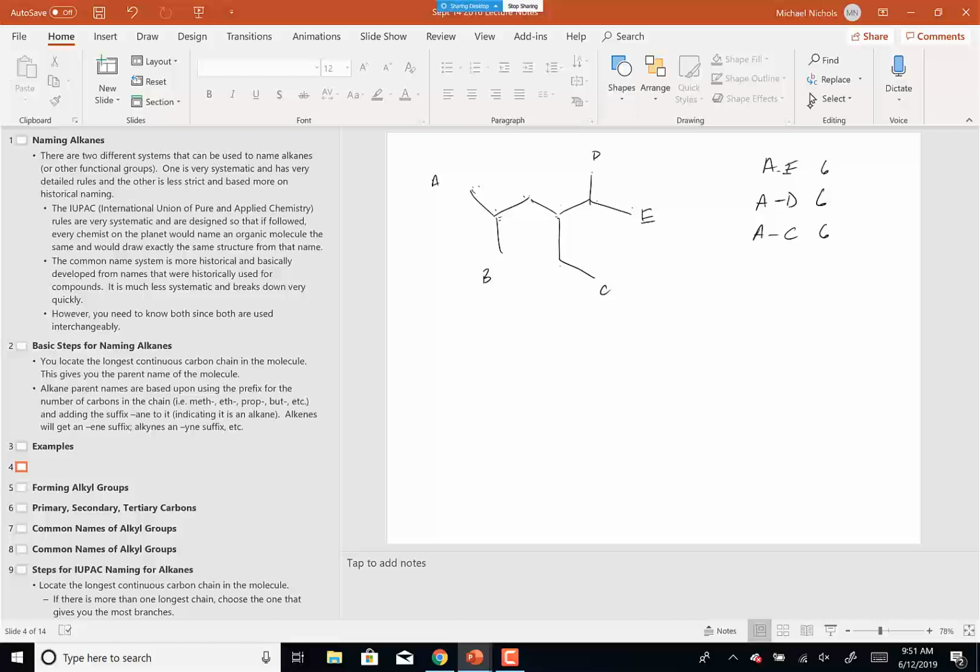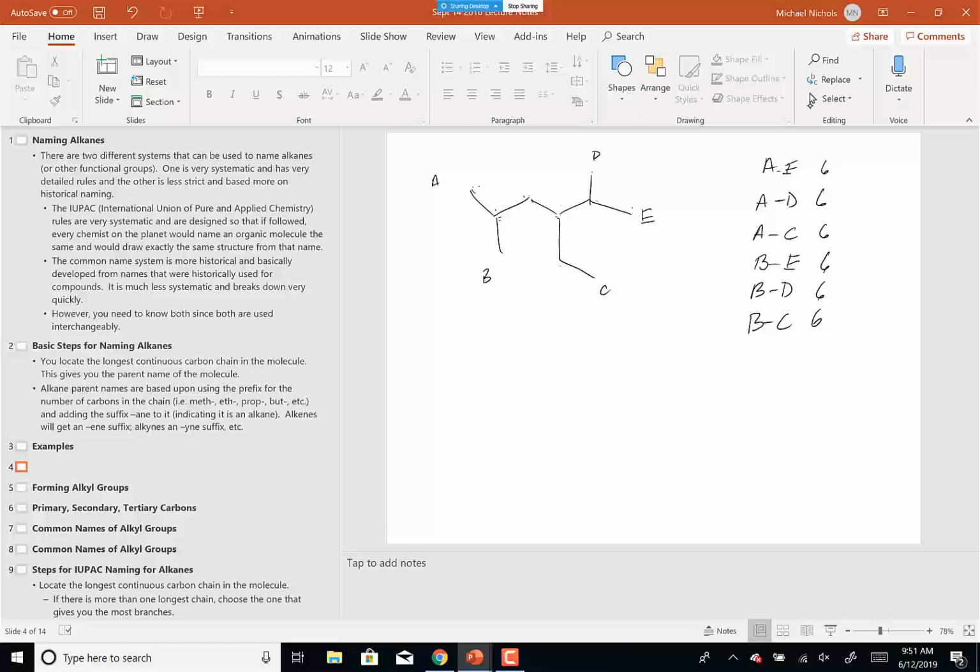B to E, okay. B to D, B to C. Okay. Any other combinations that give us six? So we have six different combinations here, and only one of those can be right. Well, actually, let's deal with, do I start at A or do I start at B? Does it matter?